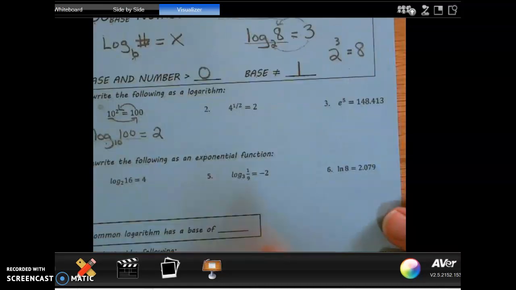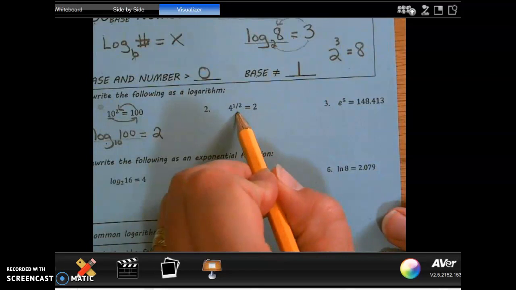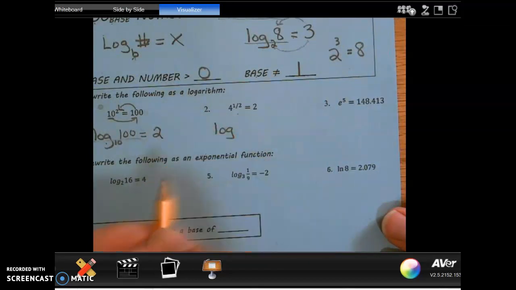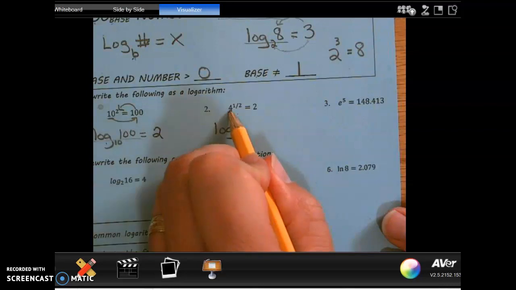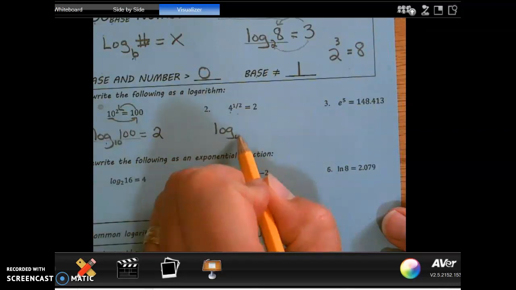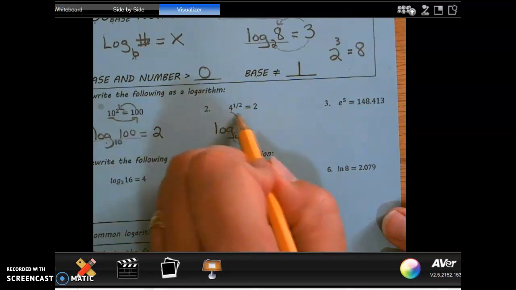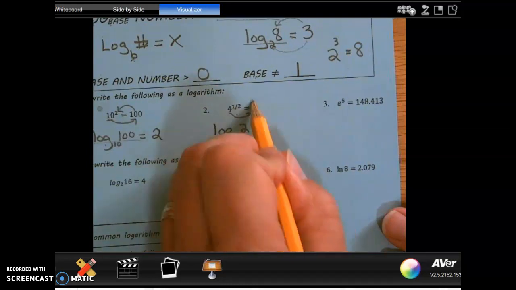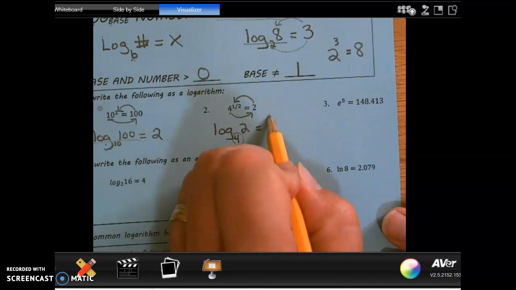Okay, let's try another one. Convert from exponential to log. So we start by writing log, then the base. Remember, the base is the subscript number, going around in the circle, of 2 equals, finishing up with the exponent.